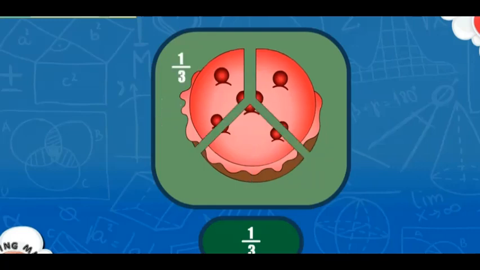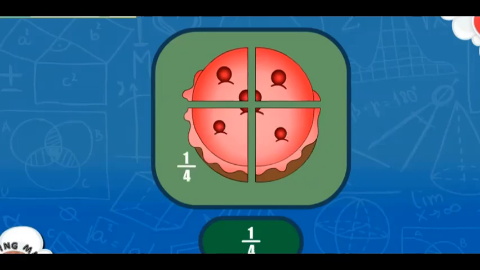This is divided into three equal parts. One part is 1/3 of the cake. This is divided into four equal parts. One part is 1/4 of the cake.